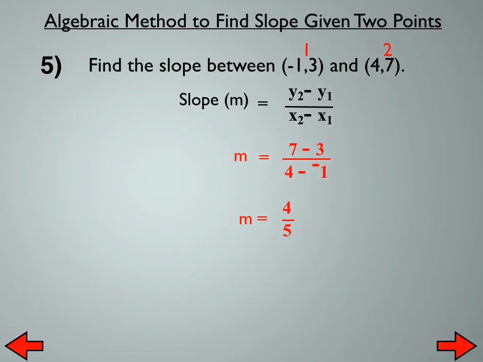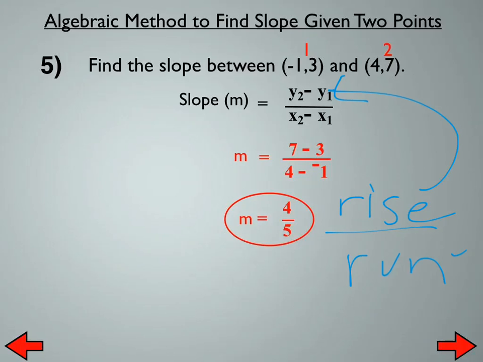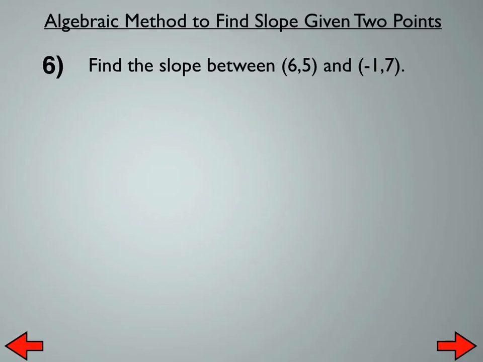It's the difference of the y's on top because that is the rise, and the difference of the x's on the bottom because that is the run. Rise over run. Rise is that, run comes from that. All right, everybody try number 6, please.